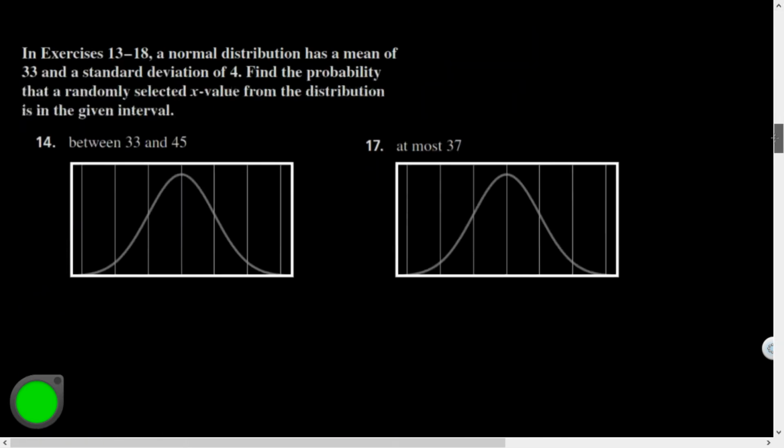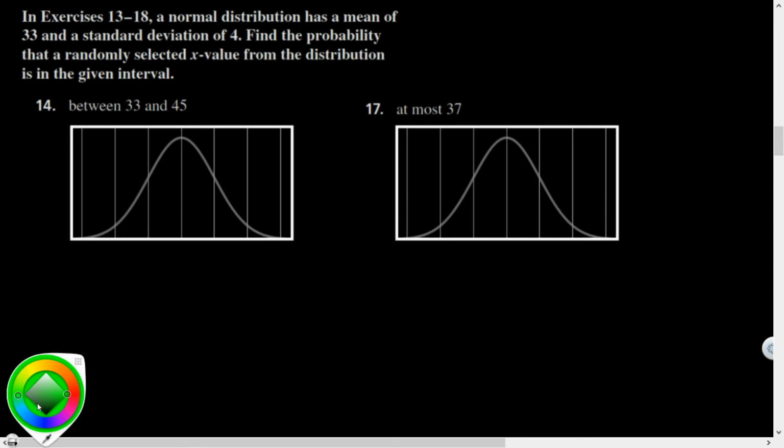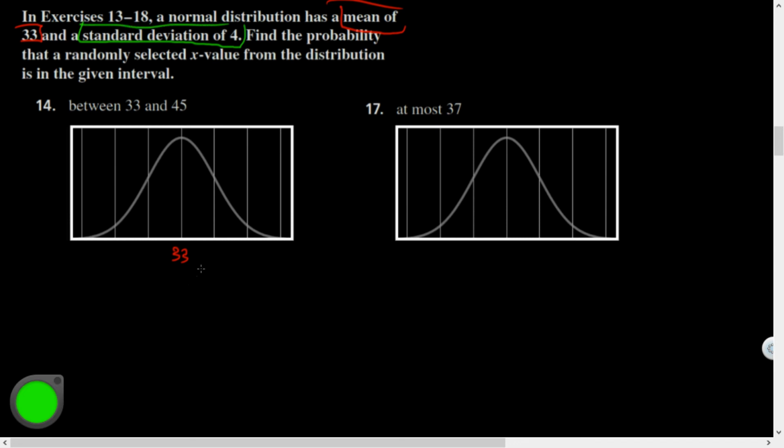So guys, for this next problem, let's label what we got. My starting value is going to be the mean, which is 33, so that's going to be right here. And the standard deviation is 4, so I'm going to count by 4s when I label this. 33 plus 4 is 37. 37 plus 4 is 41. 41 plus 4 is 45. And 33 minus 4 is 29. 29 minus 4 is 25. And this would be 21.